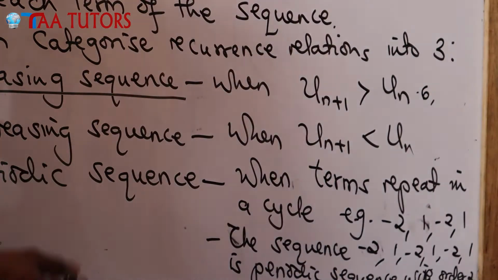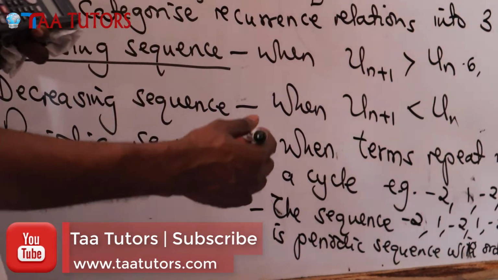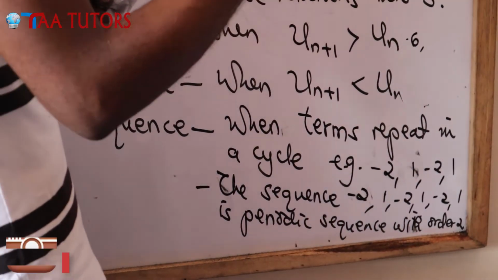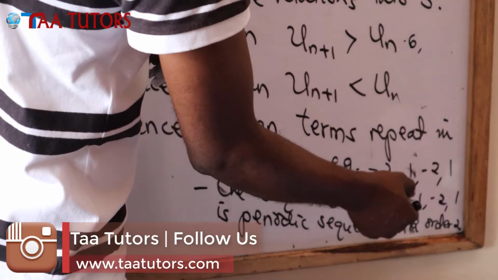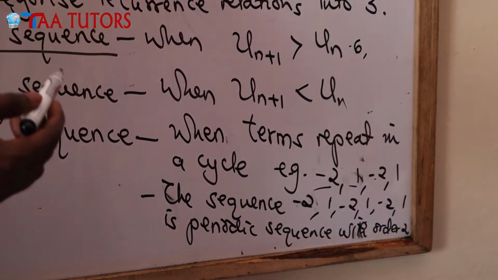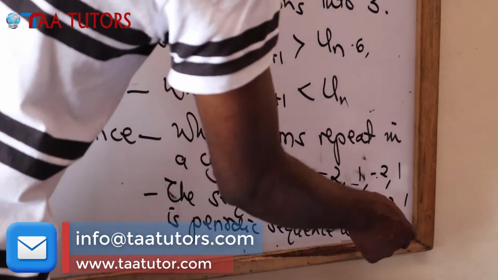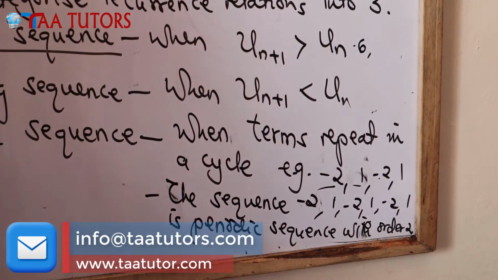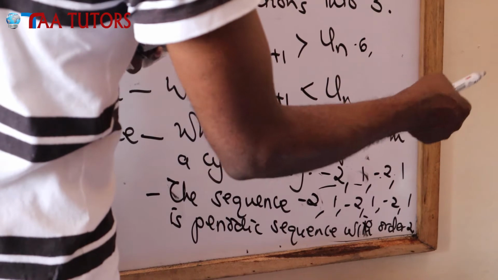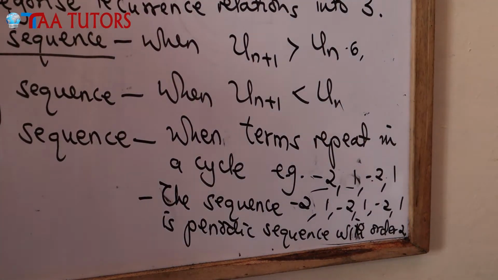Then finally, we have the periodic sequence. A periodic sequence is a case where the terms repeat. Like in this case, you have negative 2, 1, negative 2, 1. You realize these terms are repeating. If they repeat after 2 terms, then we say that is a periodic sequence with order 2. You can also have terms that repeat after 3 terms, for example negative 1, 2, 0, negative 2, 1, 0, negative 2, 1, 0. That will be a periodic sequence with order 3.